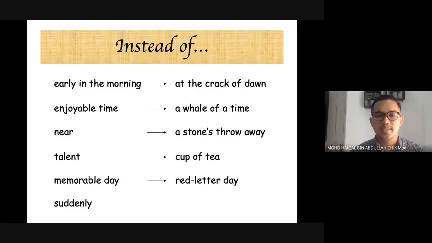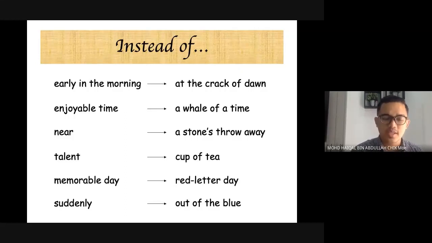Next one. Okay, suddenly, he heard a hissing sound coming from a nearby tree. Suddenly, tiba-tiba. Okay, another word for it, you can use out of the blue. He heard a hissing sound. All of a sudden, he heard a hissing sound. Okay, this will give more dramatic effect, something like that.